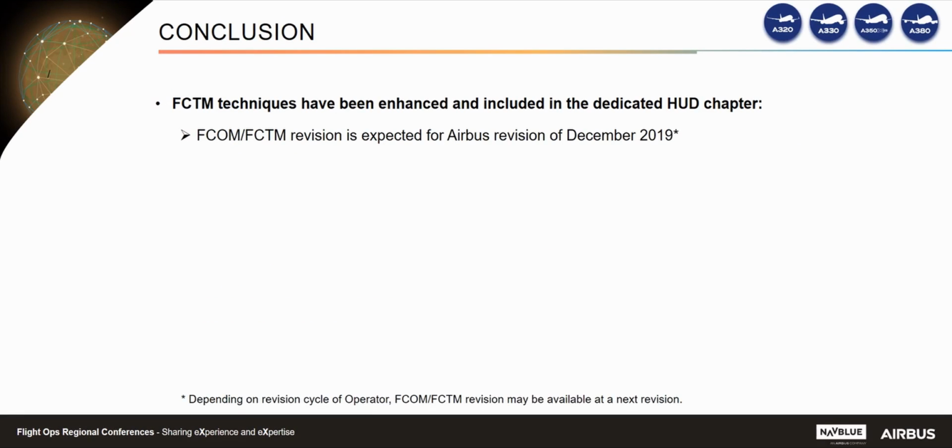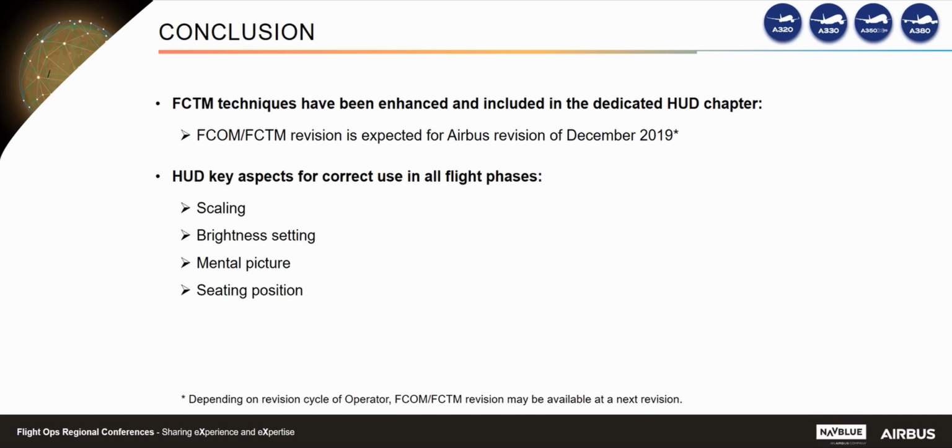To conclude, in 2018, Airbus initiated a survey to collect feedbacks from HUD trainers and HUD users. Based on your feedbacks from the field, we have identified guidelines and key recommendations for the use of the HUD that have been presented to you. These updates are available to you in the FCOM and the FCTM that was released in December 2019. As we have seen, there are 4 key aspects to be considered when using the HUD in all flight phases: the scaling, the brightness, the mental picture, and the seating position.